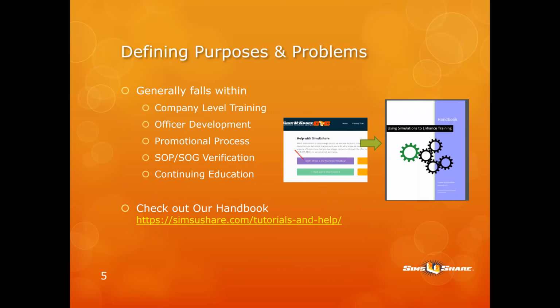And so what we did is try to help you get an idea of purposes and problems. We've created this simulation handbook for using simulations to enhance training, which is available off of our help page. Training typically falls into about five categories. Company level training, which is either one-on-one or small group. Officer development, whether that's a company officer or executive officer. Promotional process, SOP, SOG verification.